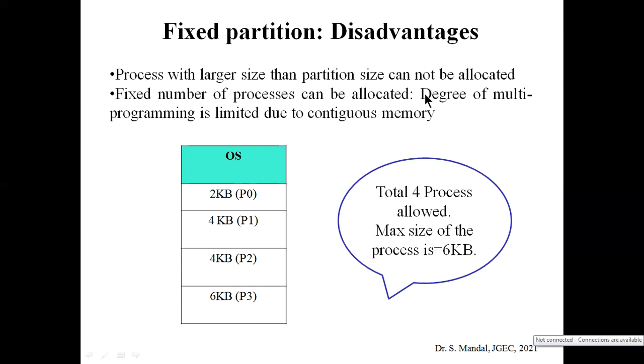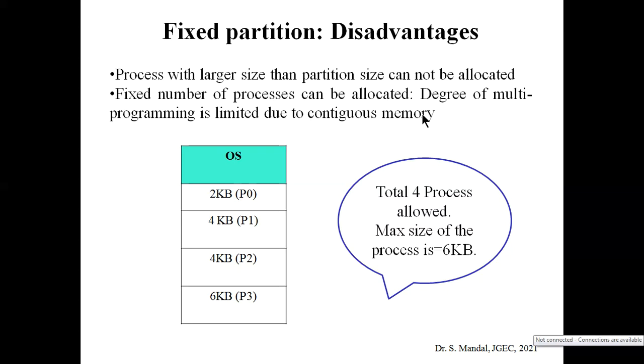So here we can say that the degree of multiprogramming is limited due to contiguous memory allocation. We cannot accommodate a large number of processes into the main memory due to the contiguous memory allocation technique. So those are the disadvantages of the fixed partition contiguous memory allocation technique.